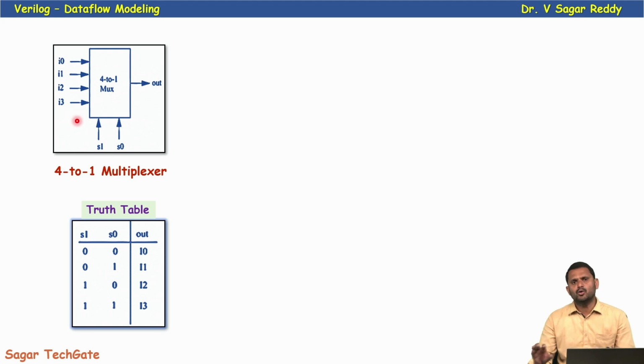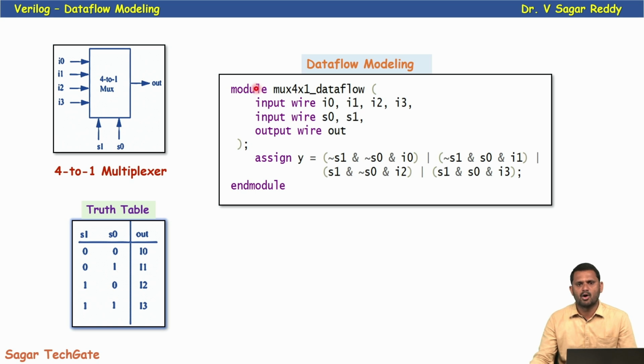Clear? So we don't care how these circuits are implemented, how many gates are used, how they are interconnected. It doesn't matter for us. If we know the relationship between these signals, then we can write that expression. So now what is the expression? See, S1 bar S0 bar into I0 equal to this y. Yes or no? So now simply we can write. So module name, input wires I0, I1, I2, I3 and input wire the selection lines S0 and S1 and then output wire out.